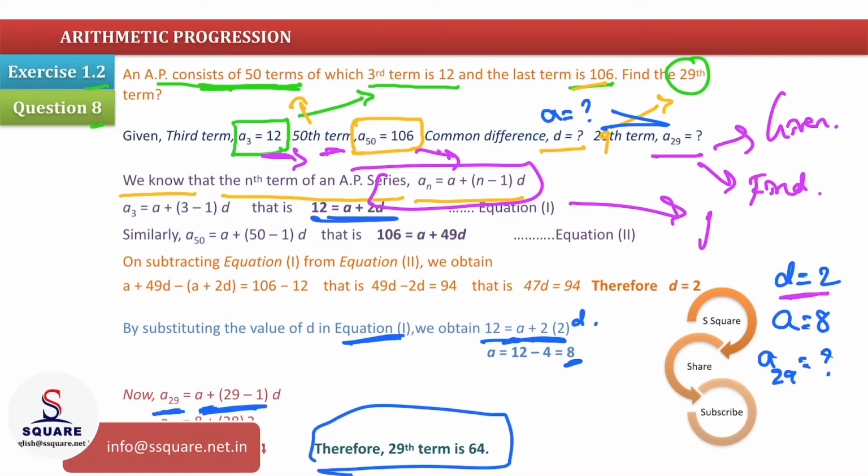After getting the d value, again we need to find the a value. So we substitute the d value into any equation, 1 or 2, and we get the a value. After getting a and d, we know the formula an is equal to a plus n minus 1 into d. By putting A29 we get the answer 64.